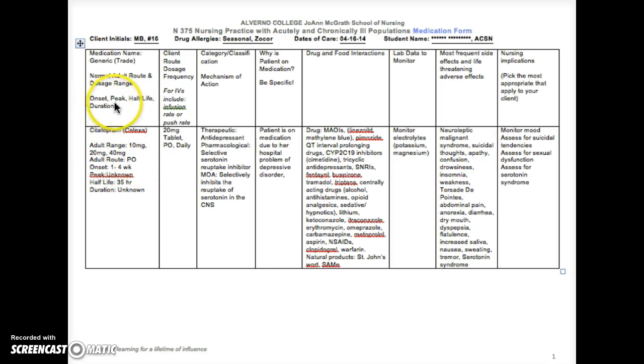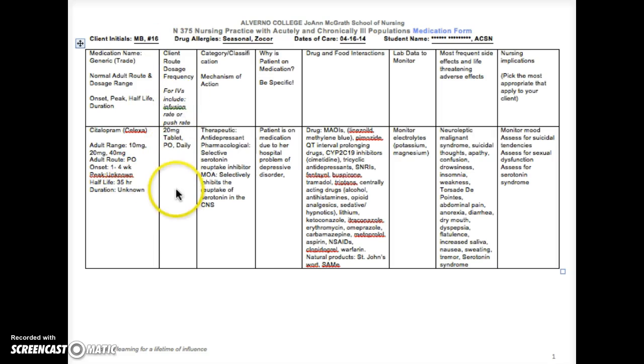Then you have to fill out the onset, peak, half-life, and duration. So here you can see the onset is 1 to 4 weeks. As you recall, this is an SSRI antidepressant, so even 1 week is probably a little quick, but that's what her drug book said, which is fine. The peak, the half-life, and then the duration.